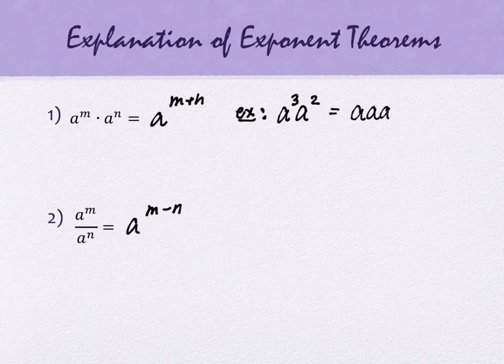And what does a squared mean? A times a. So that's a cubed times a squared. How many a's are there? 5. So we can write that as a to the 5th. And if you compare the exponents, where we started, 3 and 2 become 5 by addition. So it added the exponents.